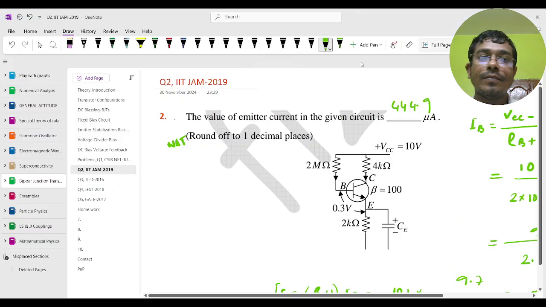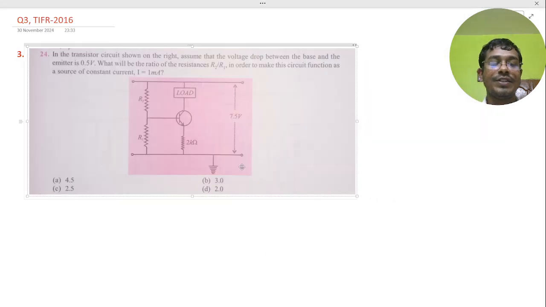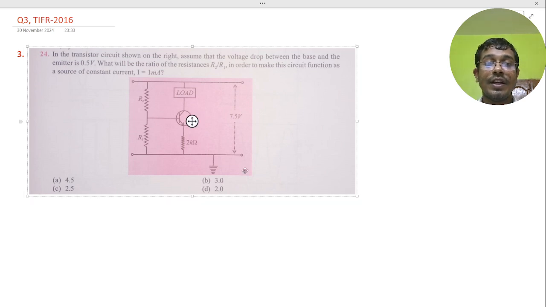So here we discussed the most important questions coming in IIT JAM, JEST, CSIR NET, GATE and TIFR also, these 5 types of questions. After doing this you can do all the questions coming in national level examinations, and for better understanding I will give you some related problems.